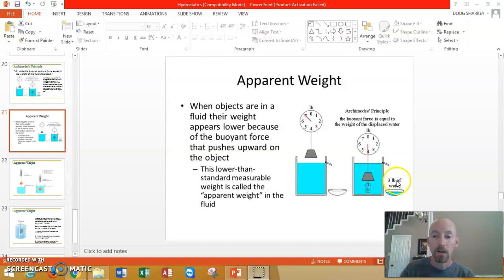The water that comes out will represent that lost weight. And so this 4 pounds right here is what we would call the apparent weight of the block. The actual weight is 7.